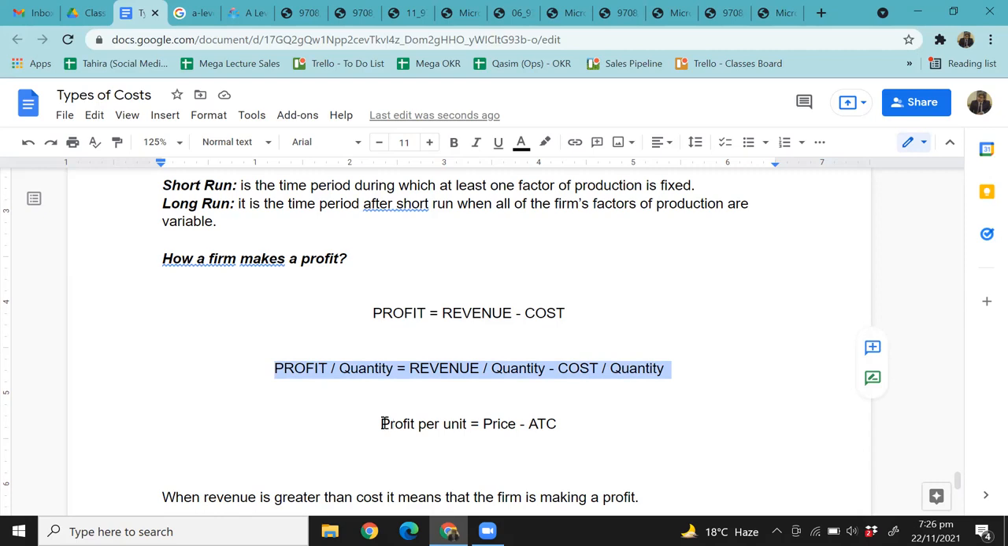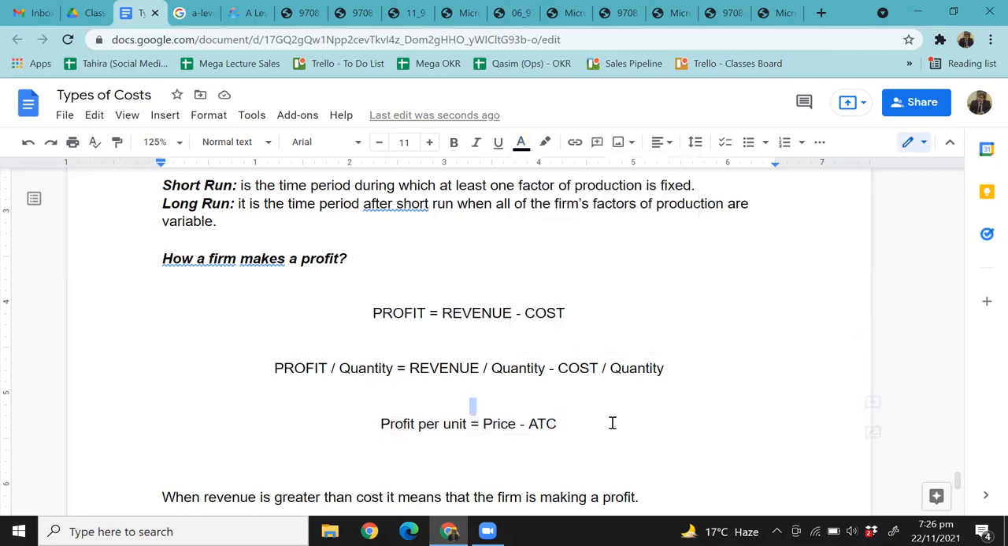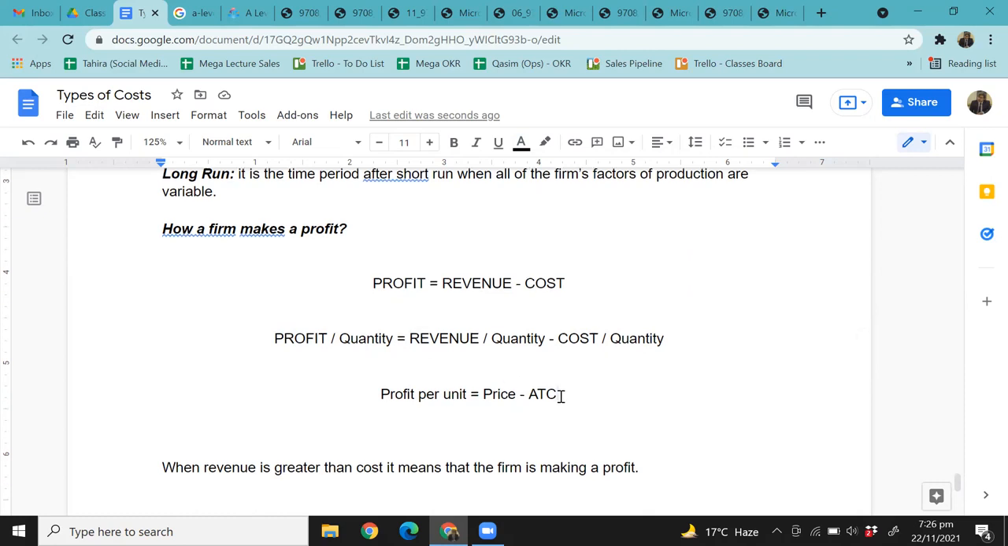Now, what we learned, profit can also be calculated like this, right? Profit per unit is equal to price minus ATC. So that's the first thing. If price is greater than ATC, you will make a profit. If price is equal to ATC, you will not make a profit. And if price is less than ATC, you'll make a loss. Easy? We good on this? Okay. Now, this being said, we'll move on.